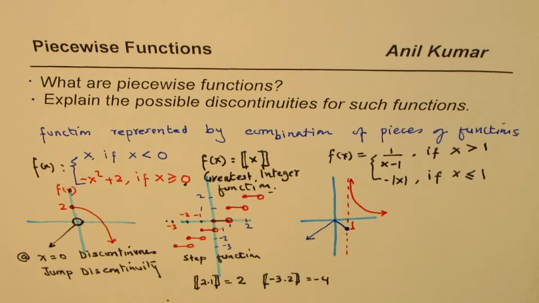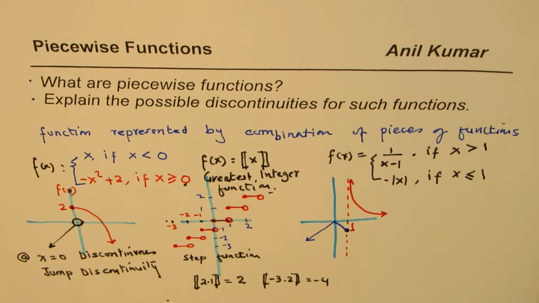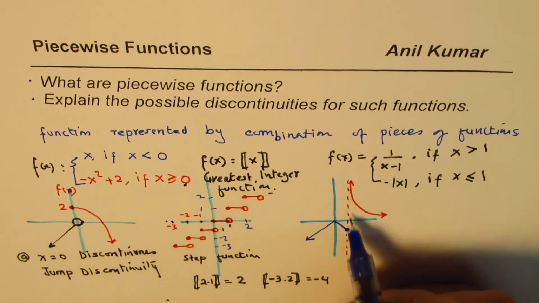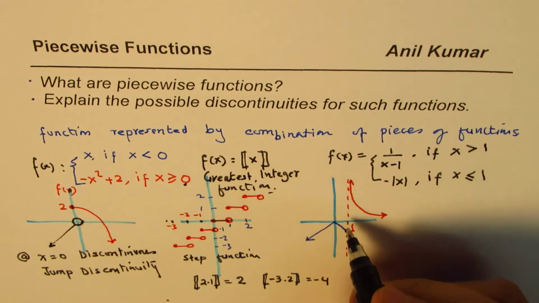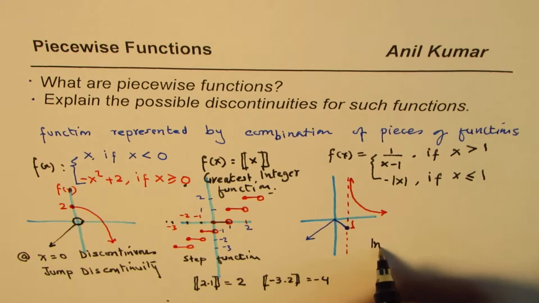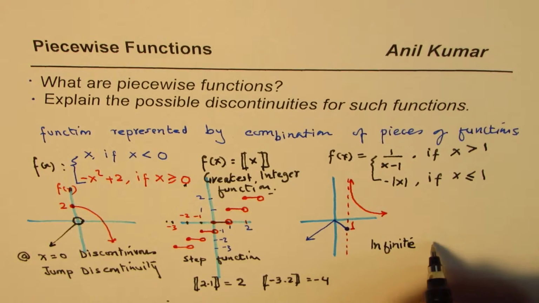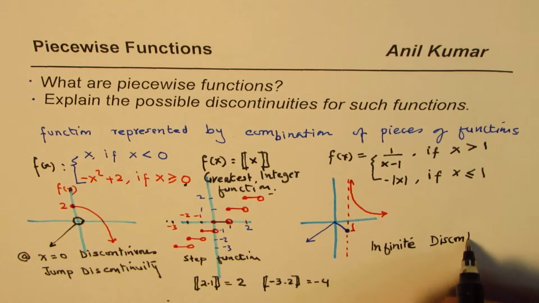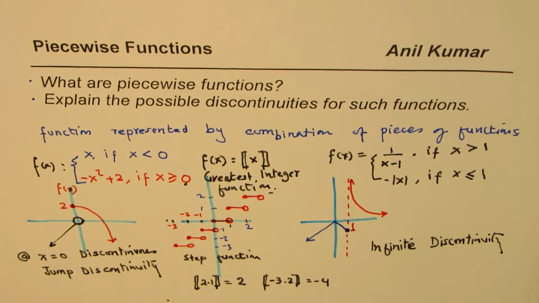So again, we have a function which is a combination of two functions. It is again a piecewise function. And the discontinuity here, as you can see, is called infinite discontinuity, since one of the portions is going to infinity. Right? So we have learned about different kinds of discontinuities in a particular piecewise function.